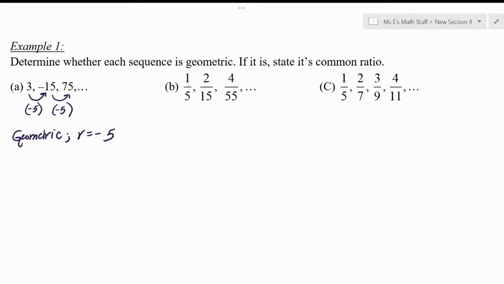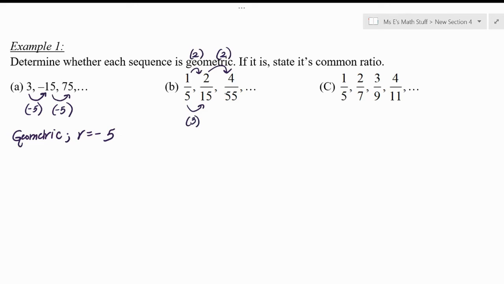All right, now let's look at part B. You could break this into two pieces. You could kind of ask yourself, like for the numerators, what do they keep multiplying by? And it looks like they keep multiplying by 2. And for the denominators, what do they keep multiplying by? It looks like they keep multiplying by 3.